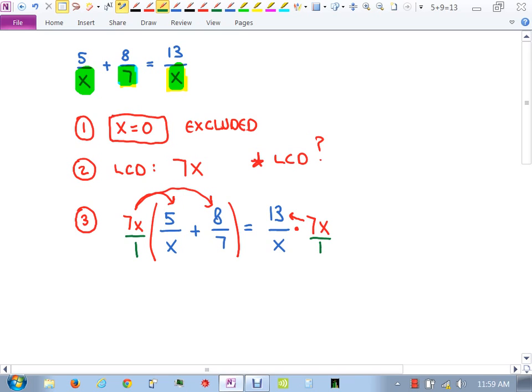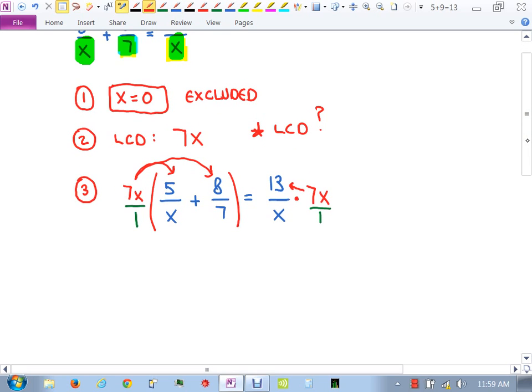Same with the other side. That's 7x over 1. Okay, so someone tell me what my next line is, and don't cancel anything out. Just tell me straight, just multiply across. What do you get? 35x over x plus 56x over 7. Equals the other side, what? It's 13 times 7. 91? 91x over x. Everyone agree with that?